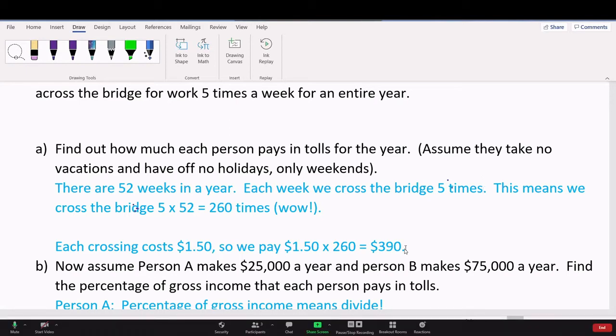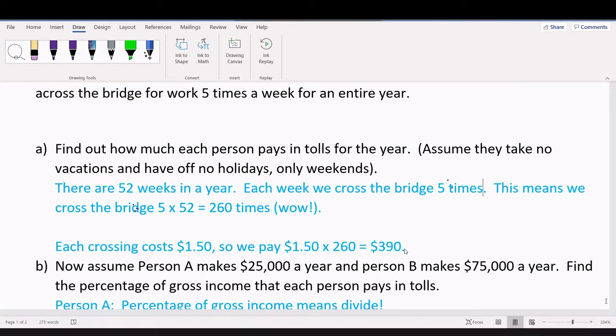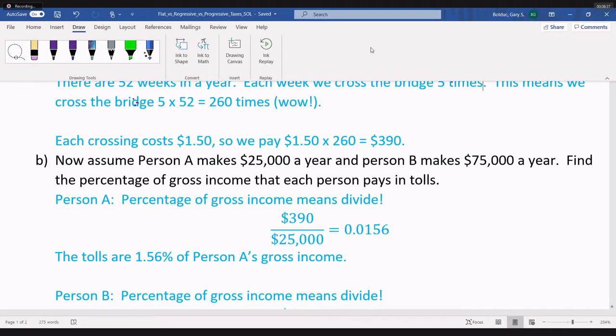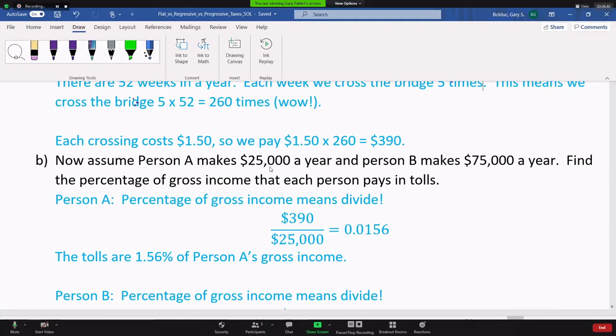Okay, so this is both people. Both people are crossing the same number of times, so they pay the same amount. So where are they different? Well, let's assume person A makes $25,000 a year and person B makes $75,000 a year. What we're interested in is the tax that they both pay, the same amount. Again, they both pay $390, but we're trying to look at what that means to each person. So the way we're going to do that is figure out what percentage of their gross income, remember, gross income is just your total income before taxes, they pay in tolls.